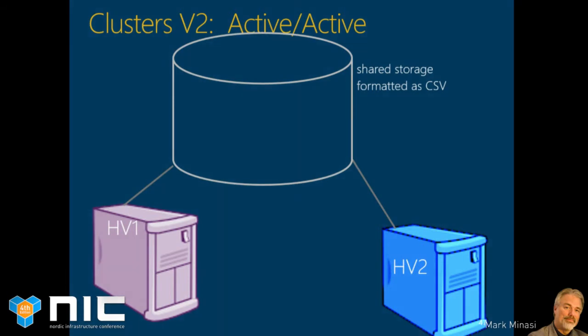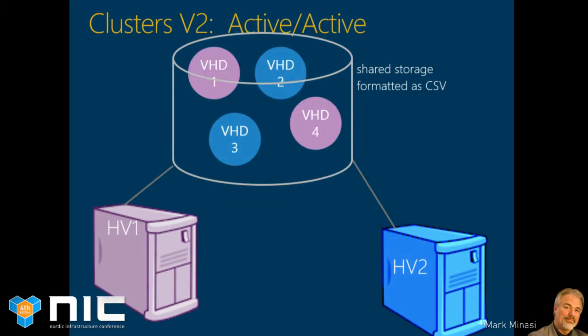Now I got 2 servers. I've still got 4 virtual machines. But what do you notice? VHD1 and VHD4 are being run by this guy, and VHD2 and 3 by this guy. Okay so far? What was our concern? Our concern was that they would overwrite each other. How do we get past that?